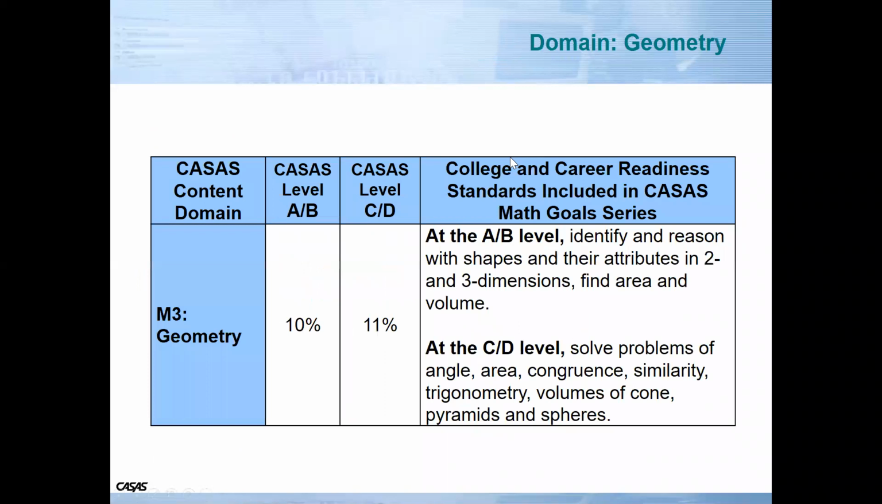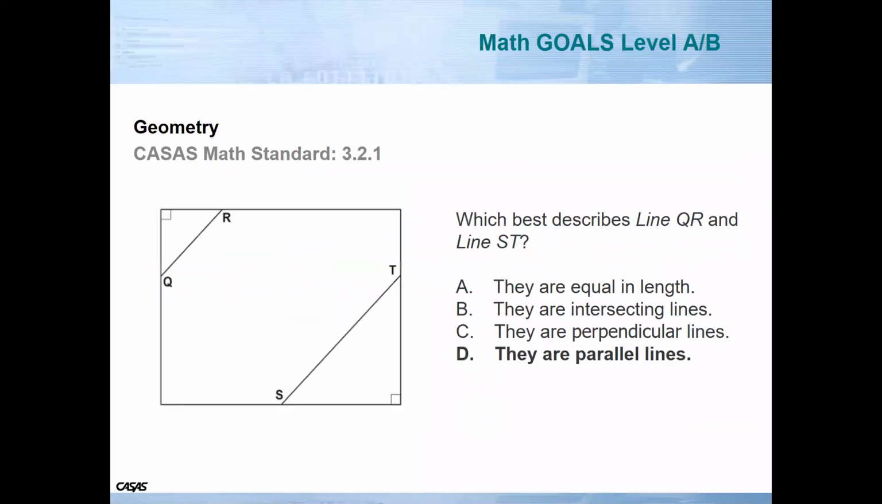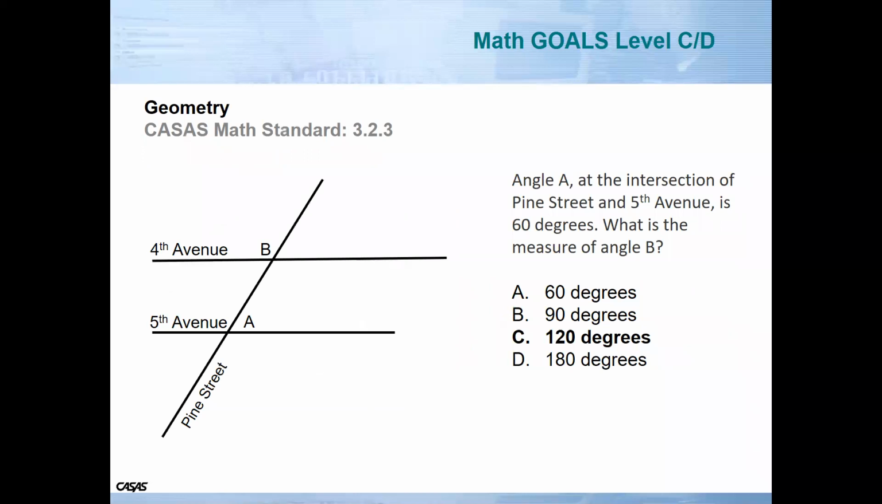All right, geometry. Here we have the AB level. So this is, do you know how to describe these lines? What are the mathematical terms to appropriately describe them? And at the higher level, about angles.